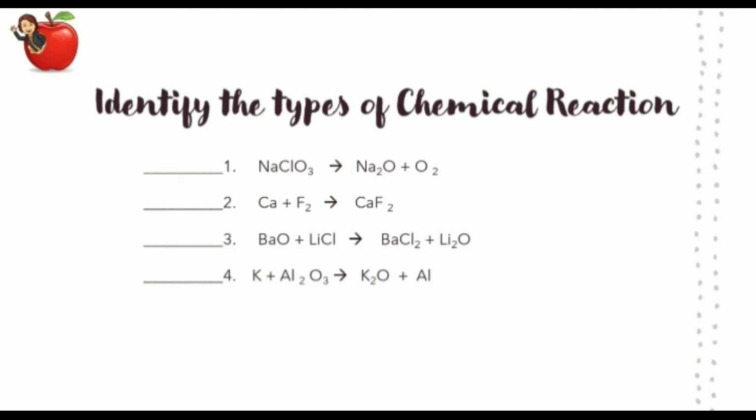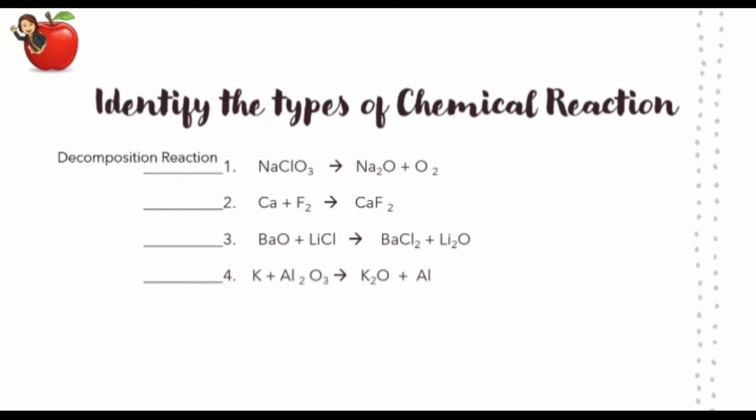So let's check if you understand what we have discussed earlier. Identify the types of chemical reaction. Okay, so let's check if your answers are correct. Number 1 is the decomposition of sodium chlorate. Then it will produce sodium oxide and oxygen. So the answer for number 1 is decomposition reaction.